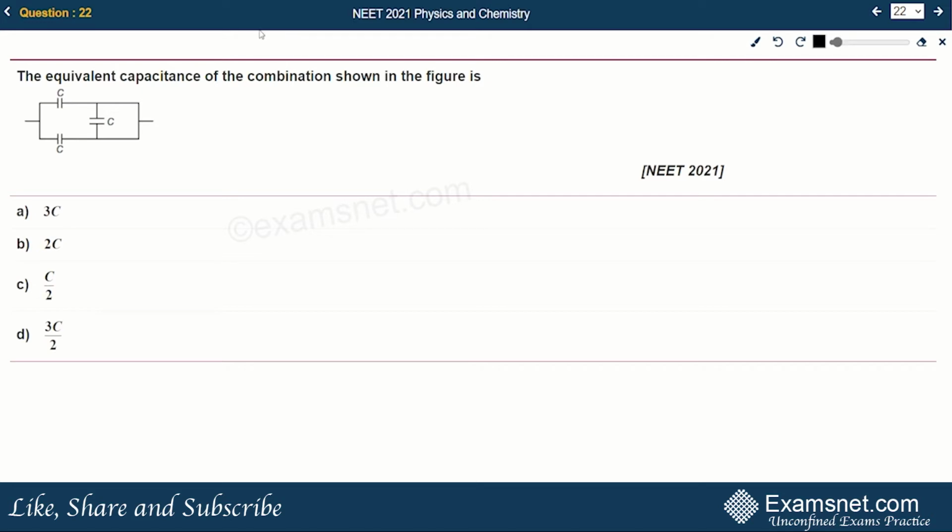Question number 22 is from the chapter Electrostatic Potential and Capacitance, and here we have to find the equivalent capacitance of the combination shown in this figure. Suppose this is point 1, this is point 2 and this is point 3. Then all the 3 points are at the same potential since they are connected by a conducting wire. That means that this capacitor is short circuited. Now we have to find the effective capacitance of these two capacitances, and since they are in parallel combination, we know that the effective capacitance in case of parallel combination is given as the sum of all the capacitances. So here C1 and C2 are same, that is C. So C plus C will be equal to 2C. So option B is the correct answer here.